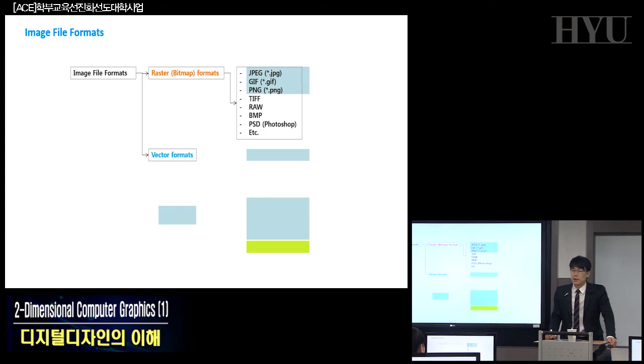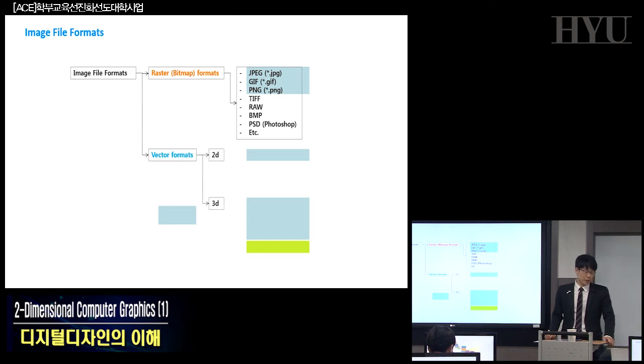But GIF can make some transparent, translucent part among images. But the problem of GIF is only 256 colors can be represented. So that is why I recommend to use PNG, because PNG can represent full color, including translucent part. You can represent some transparent background, okay?